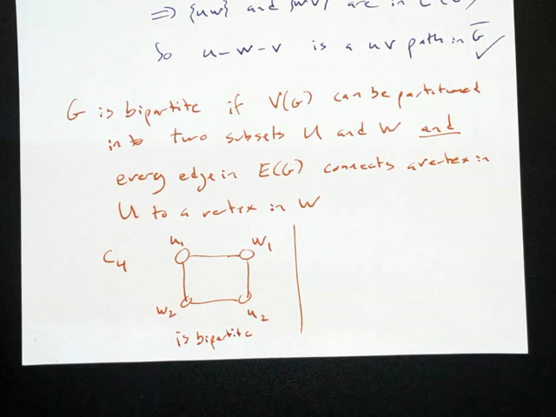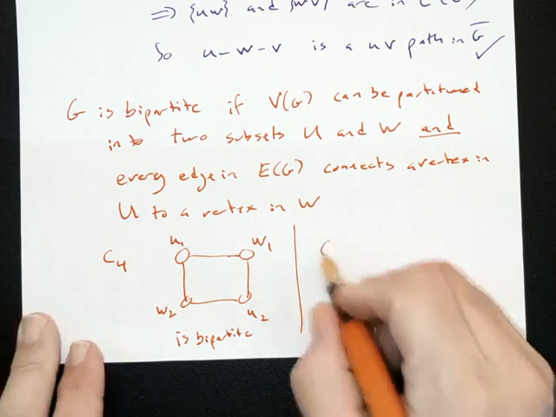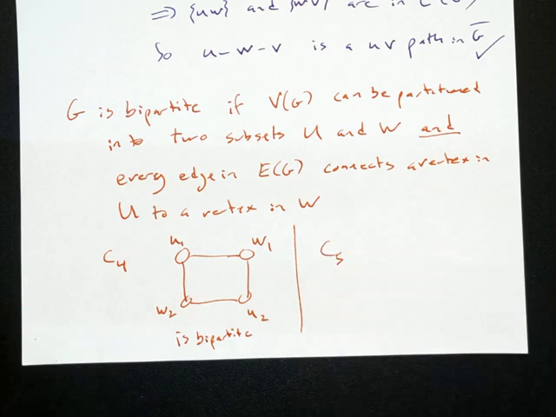A partition is a dividing into subsets which do not overlap and cover the whole set. So I covered every vertex, and the set U and the set W do not overlap at all. Same question. Try C5.